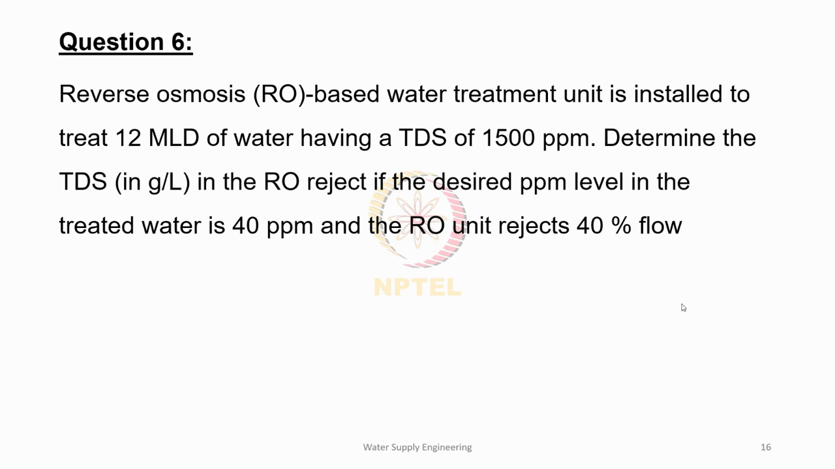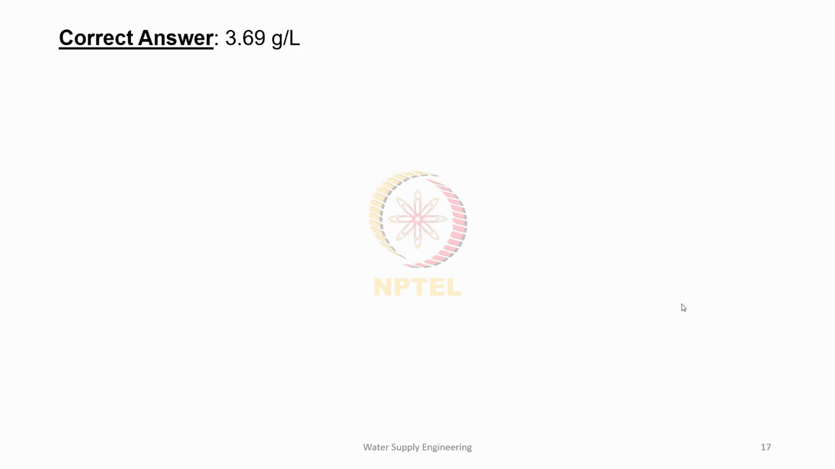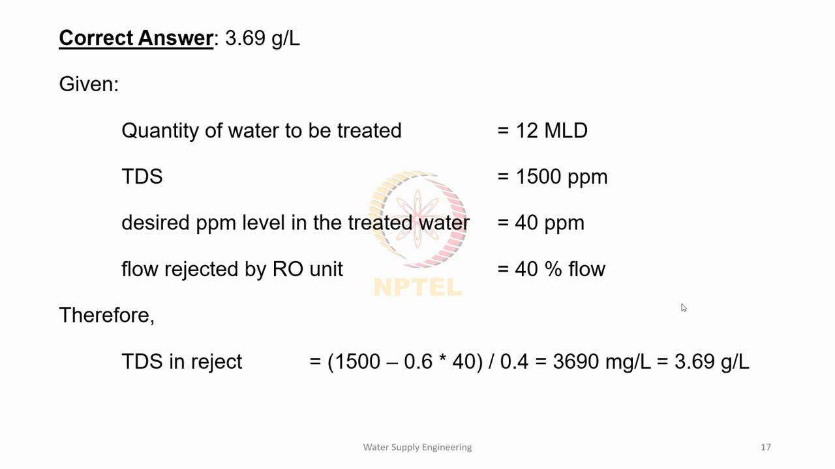Okay, so we'll see how to solve the problem. The correct answer is 3.69 gram per liter. We are given that the quantity of water to be treated is 12 million liter per day, and that water has a TDS of 1500 ppm.